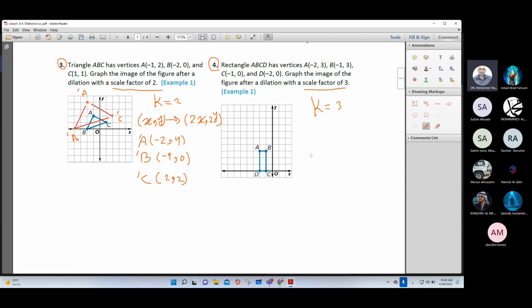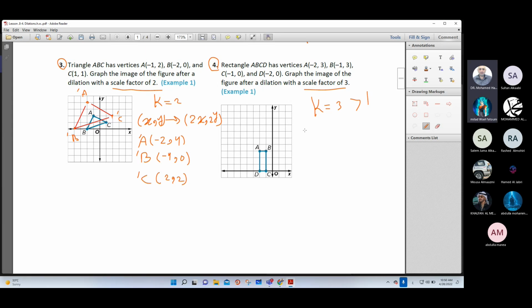And as you remember from the previous lesson, before we start the graph, from the scale factor we can know if we have the dilation here, enlargement, or the same size, or we have reduction. So who can tell me? K equal 3, greater than 1. So here, what is the type of the dilation? Enlargement. Enlargement or reducing or the same size? Enlargement, because 3 is bigger than 1. Okay, thank you, Sultan.